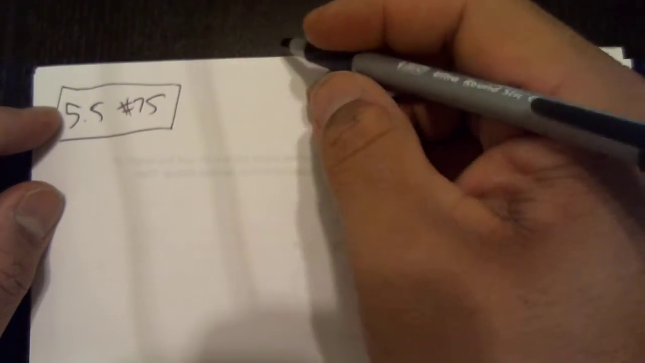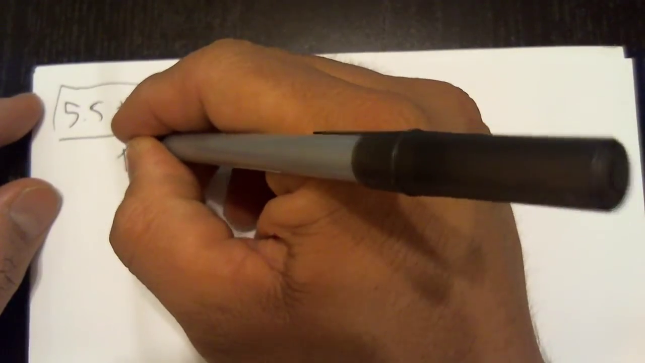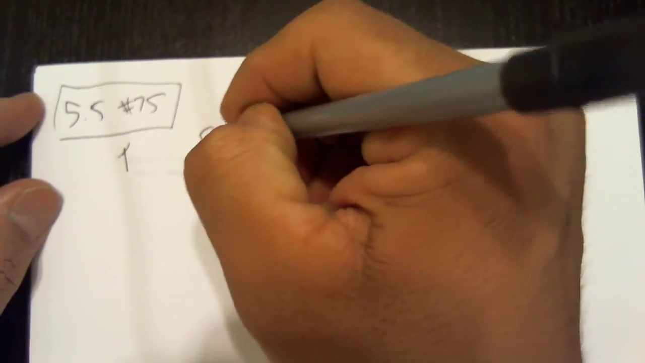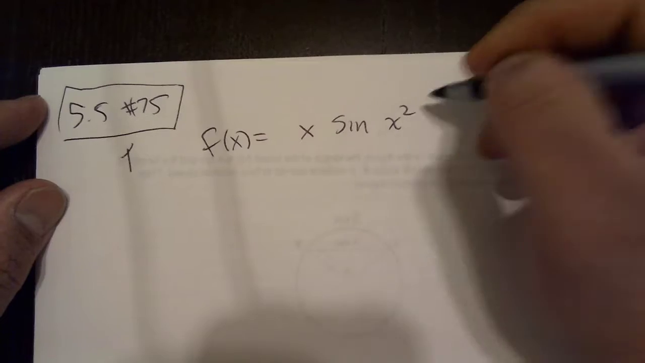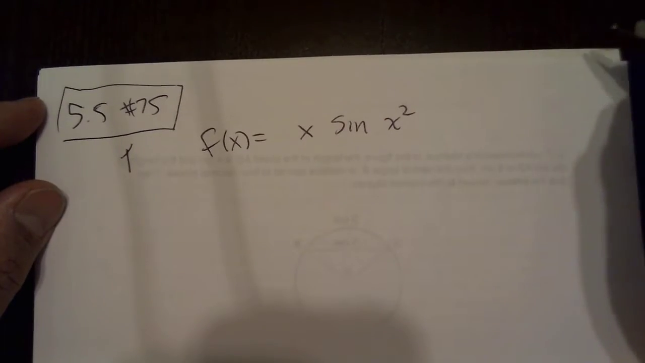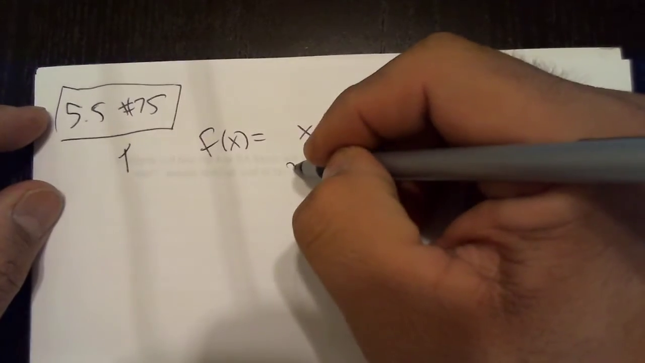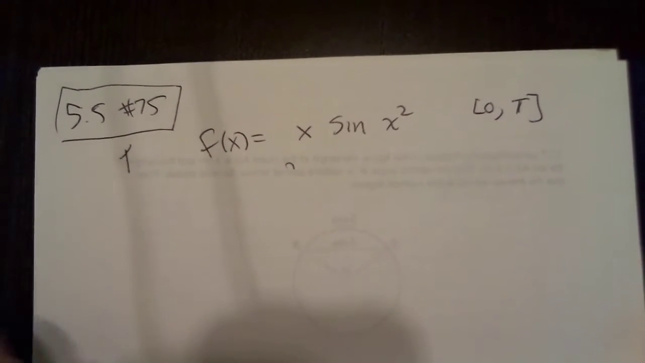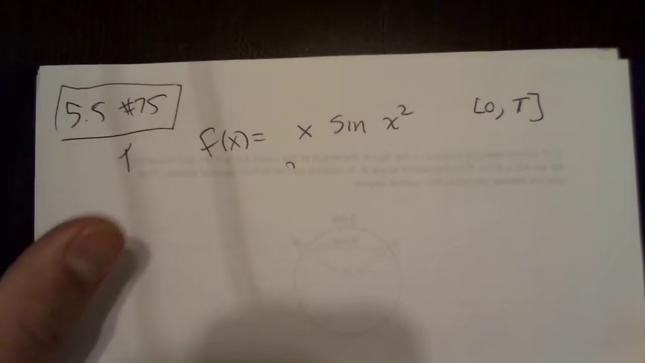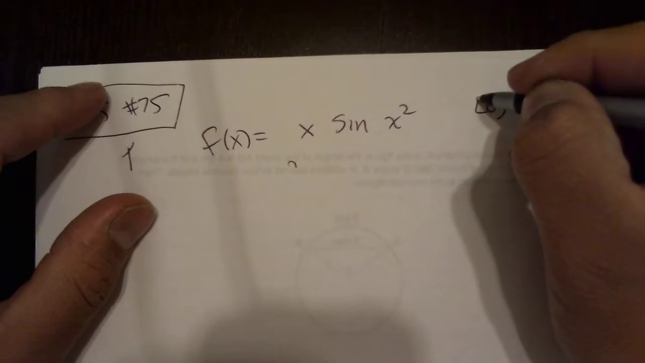Okay. So here. All right, so we're asked to calculate for 5.5, number 75, find the area of the following regions. The region bounded by the graph x sine of x squared, and the x-axis between x equals 0, so I'll just write it on this interval between 0 and pi. Okay.